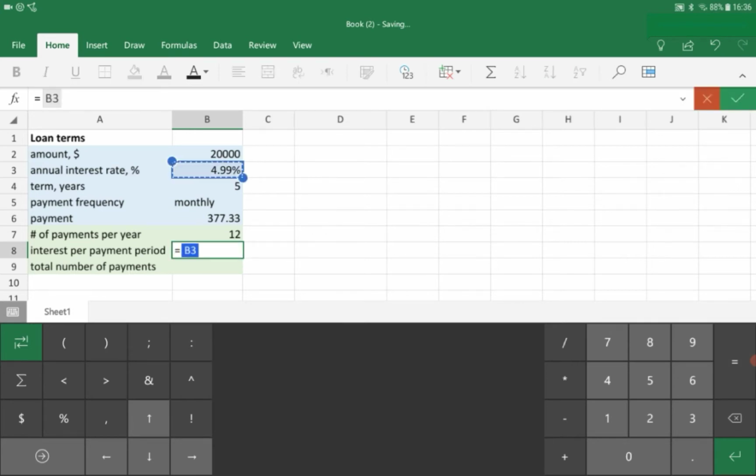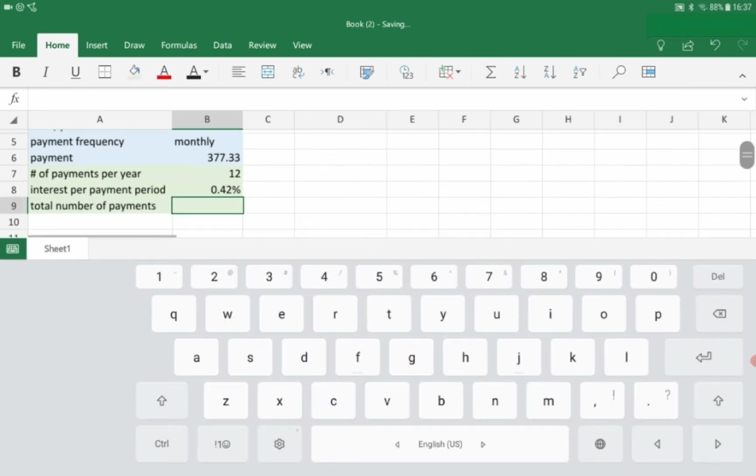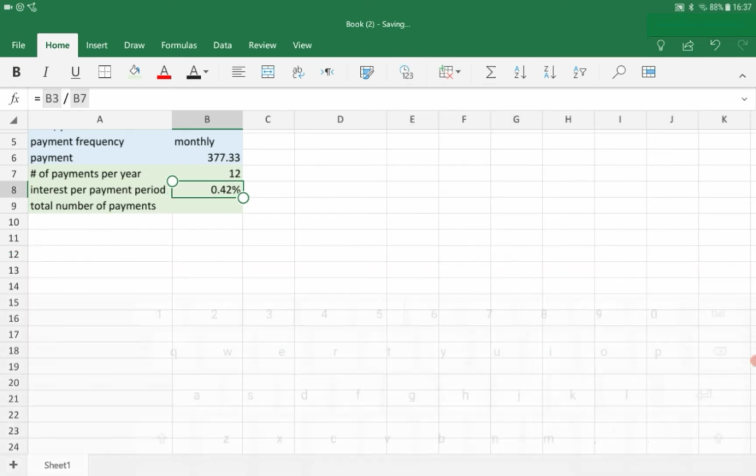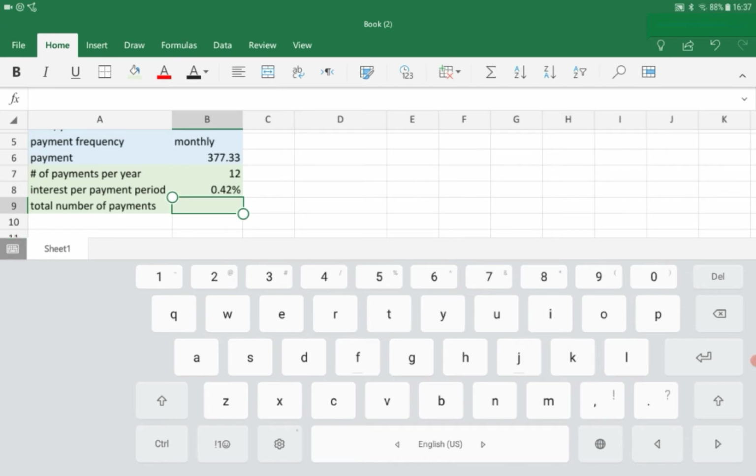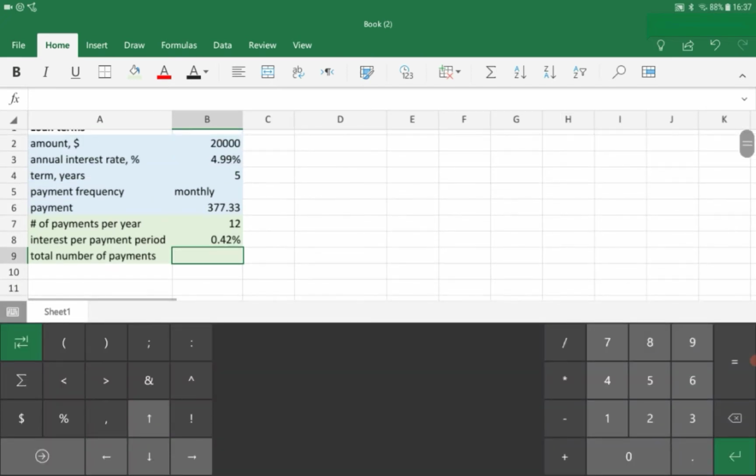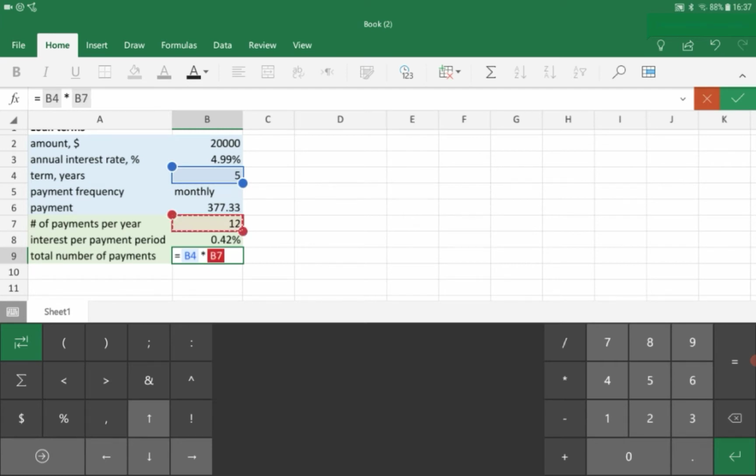So we need to take our annual interest rate and divide it by the number of payments per year. And it will give us the interest rate per each payment period, in this case per month. And again, you need to format this number as a percentage. And the last number is the number of payment periods, because the loan is amortized over 5 years. We take our term, 5 years, and multiply it by the number of payments per year.